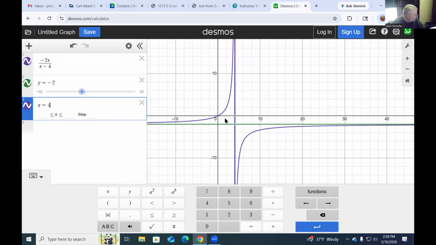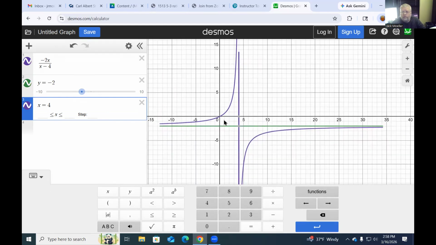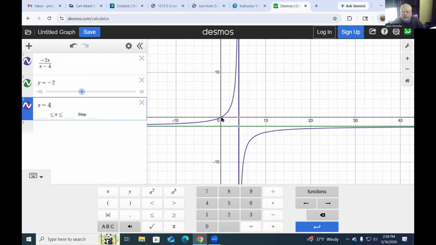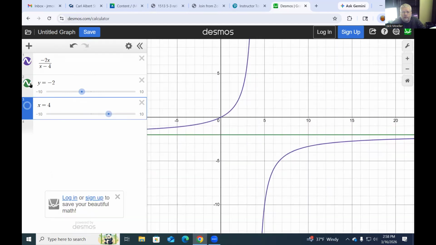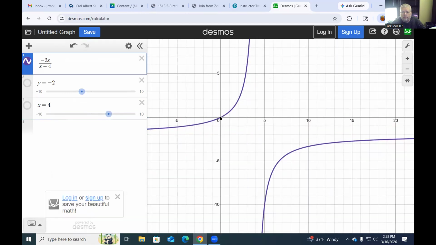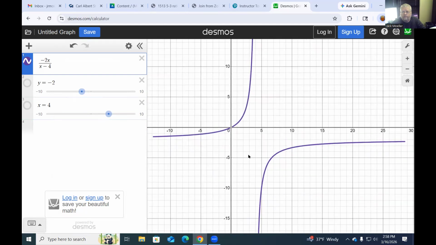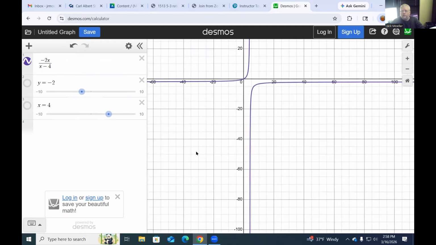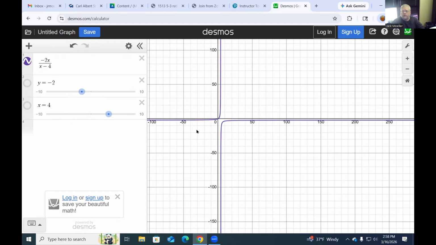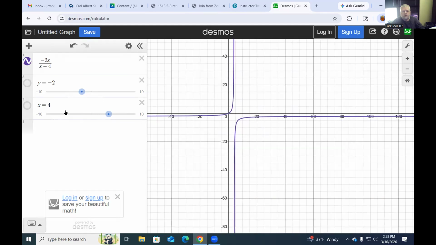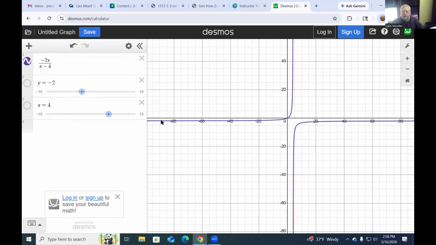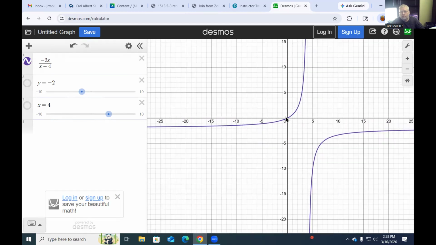But the real question here was where are the intercepts? Well, this one crosses the x and y axis right there at the origin, right there at 0, 0. And if you zoom out, it doesn't cross anywhere else because this side is getting closer and closer to negative 2, so it never gets up to 0. This side is also getting closer and closer to negative 2. It's already crossed, so it's not going to cross again. So 0, 0 is both the x-intercept and the y-intercept.